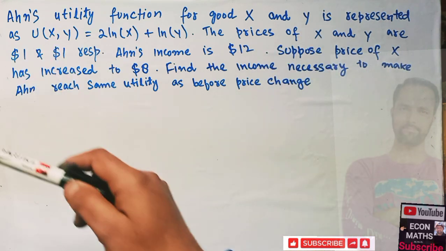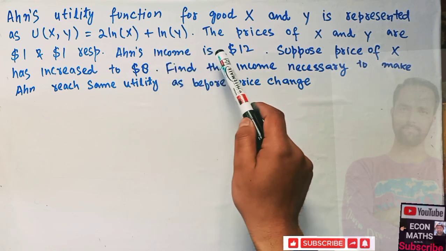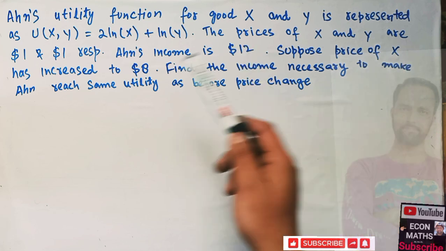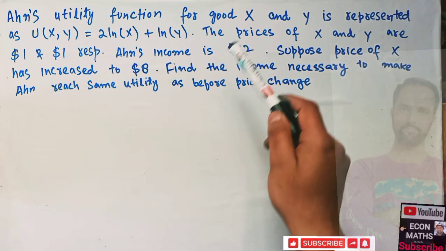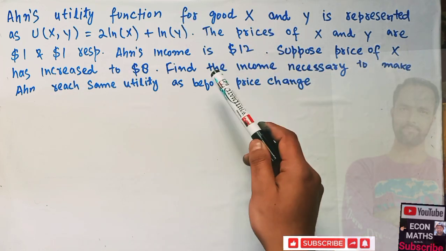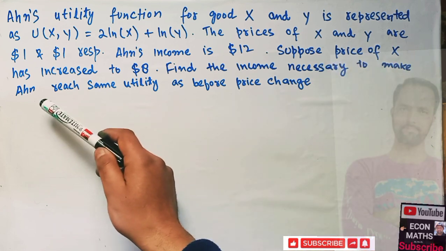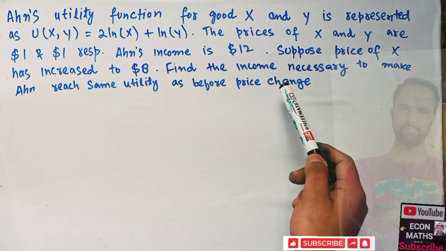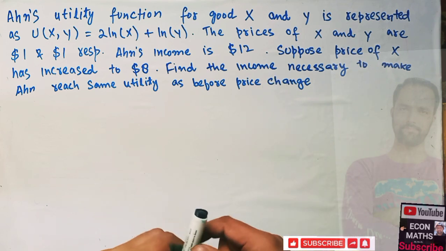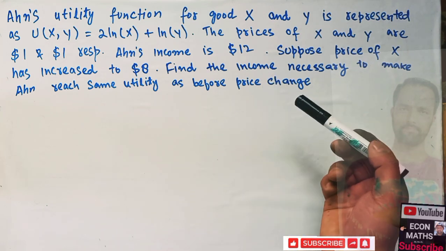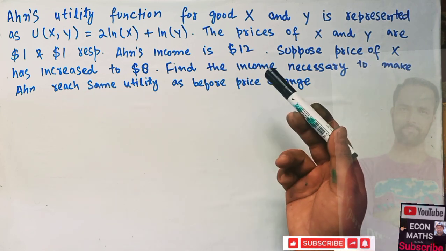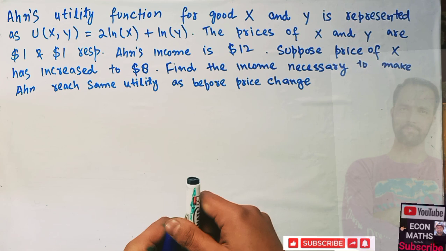The prices of goods x and y are the same, $1 each. Ahan's income is $12. Suppose the price of x has increased to $8. Find the income necessary to make Ahan reach the same utility as before the price change. We need to see how much income is required for Ahan to reach the same utility as before the price change. So how do we solve this question?